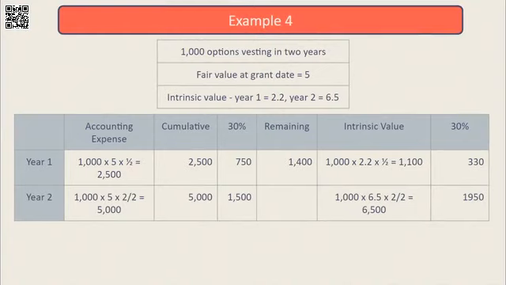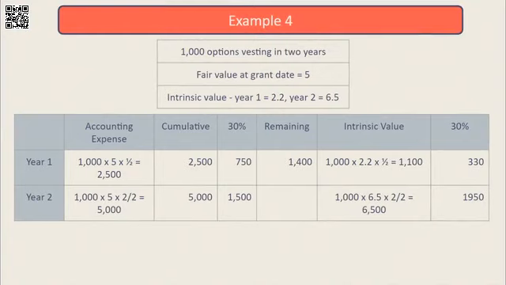In post-tax terms, assuming a rate of 30%, the cumulative expense is therefore 750 at the end of year 1 and 1,500 at the end of year 2. The deferred tax asset that can be set up in year 1 is the intrinsic value of 2.2 times 1,000 options times 1 over 2, as we are halfway through the vesting period. This gives a total of 330.